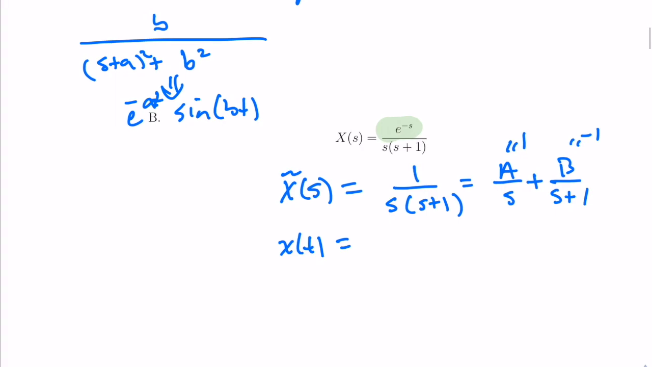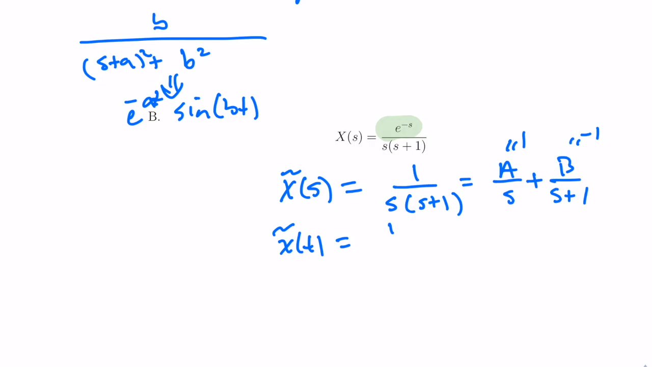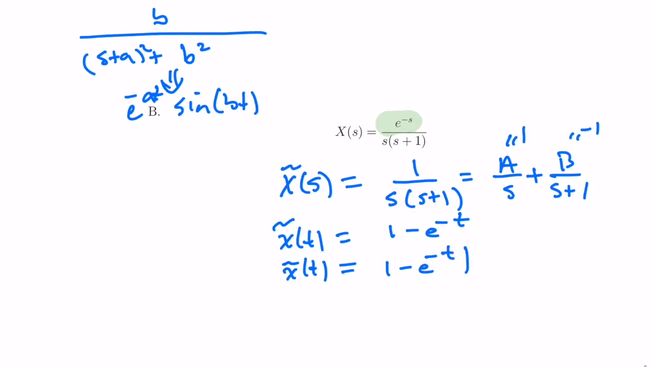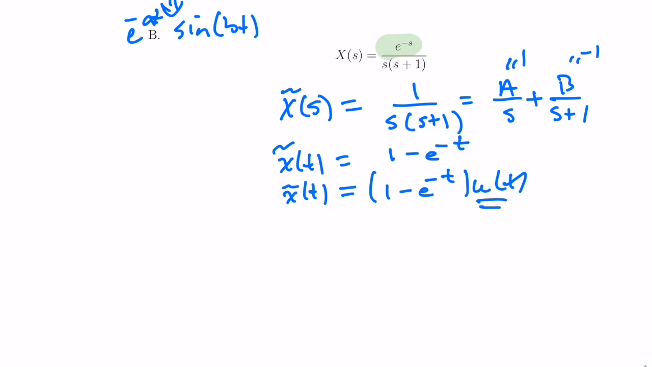And so we know that x tilde of t is 1 minus e to the minus t. Now here's the catch. With this kind of problem, the time shift problem, we talked about this a little bit, you really need to start including the unit step function, because that's what makes the signal right-sided. If we just assume it's right-sided, we can get away with not writing the unit step function. But if I'm going to apply a time shift, I really need to add the unit step function in there.